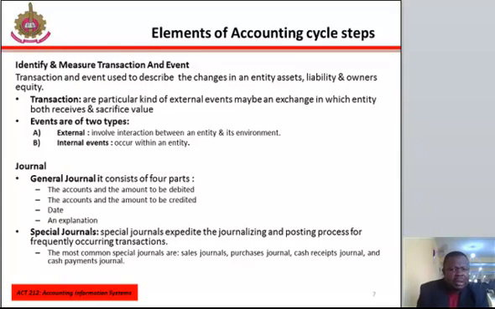Now let's take a quick talk on the explanation of the accounting cycle steps. Identifying and measuring transactions and events. Transactions and events are used to describe the changes in an entity's assets, liabilities, and owner's equity. Transactions are a particular kind of external event, maybe an exchange in which an entity both receives and sacrifices value.